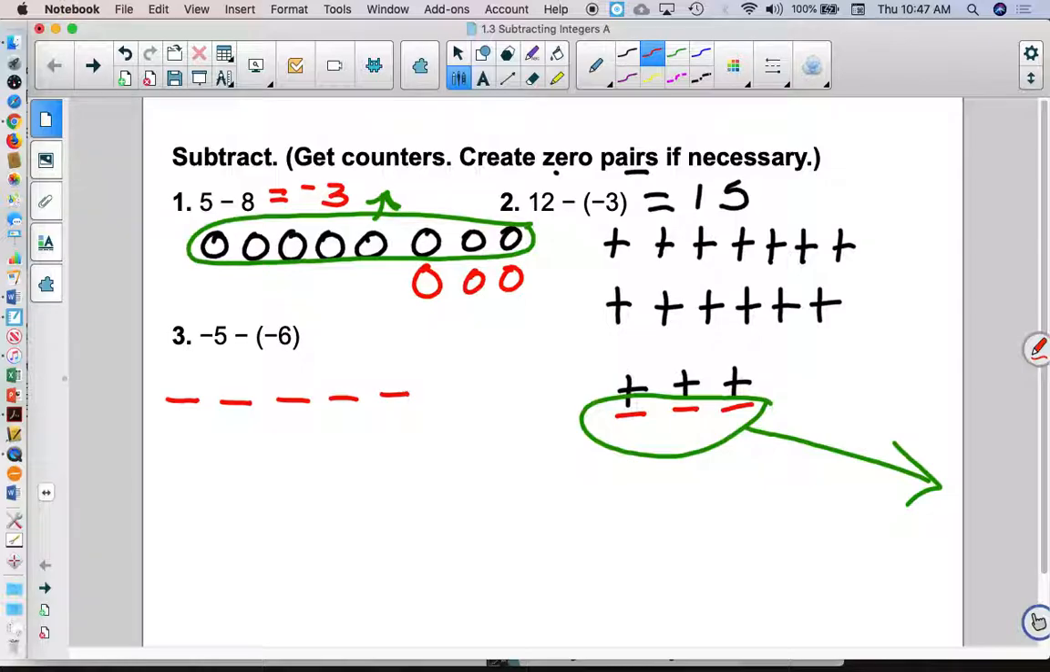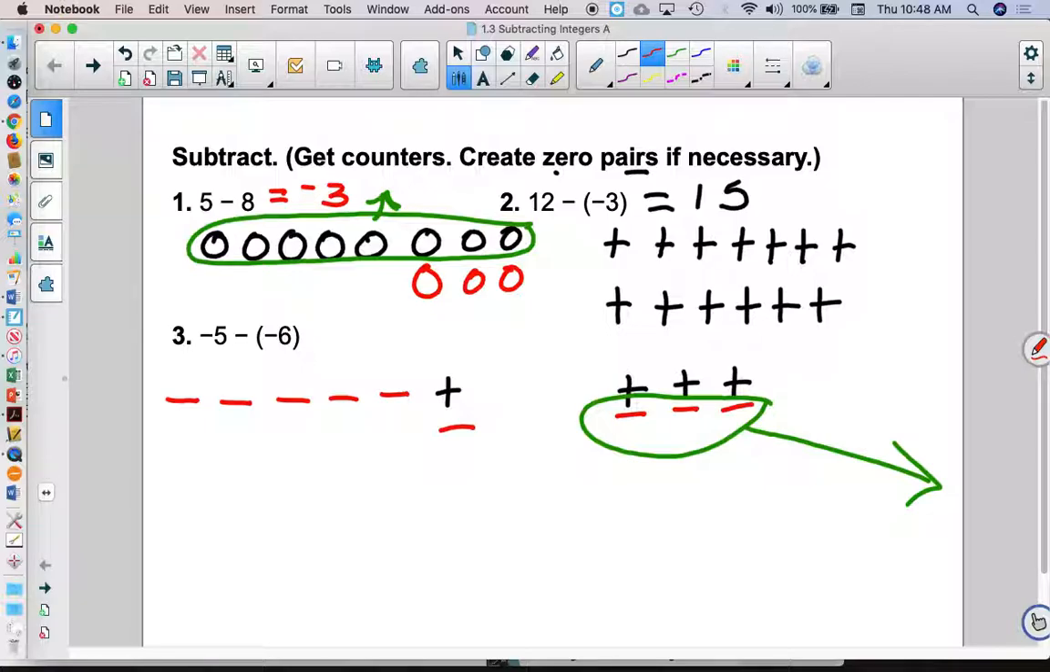And it says -5 take away -6. Can I take away -6? No. Do I have 6 negatives? What do I add to it? What am I going to add to it? I'm going to add a 0 pair. So I've got to add a positive and a negative, right? So now I'm going to add this into it. Now, do I have 6 negatives there? Yep.